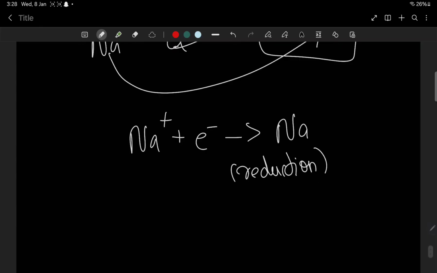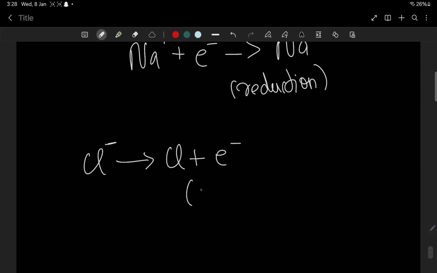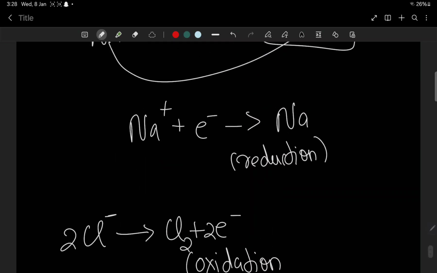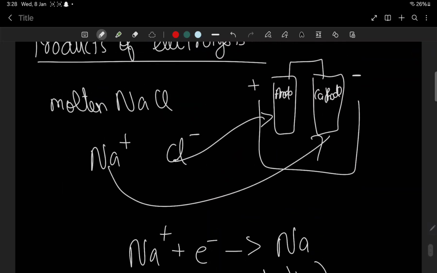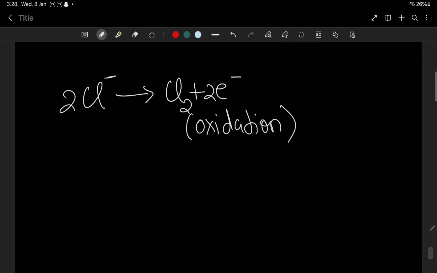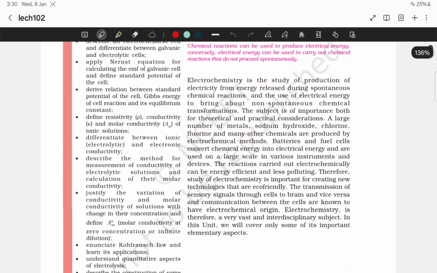Cl- went to the anode and told that I don't need one extra electron, and it becomes Cl plus electron. This is called oxidation. Really 2 electrons are lost, because then only we'll get Cl2. So oxidation happens at the anode. This is the case of molten NaCl. Now once again let me take NCERT and explain. Yes, we have the electrochemistry chapter here.